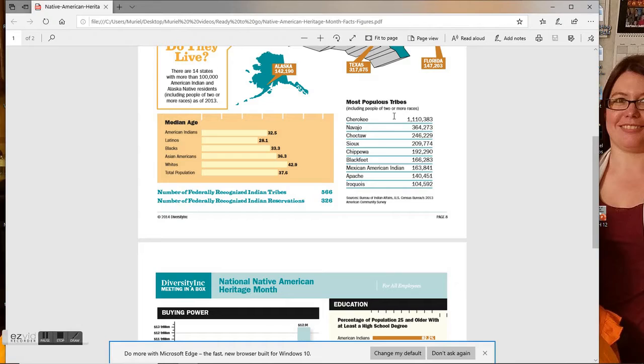So we've got the most populous tribes, including people of two or more races. We've got Cherokee, 1,110,383, Navajo, Choctaw, Sioux. I'm sorry if I get any of these wrong. Chippewa, Blackfeet, Mexican American Indian, Apache, and Iroquois.